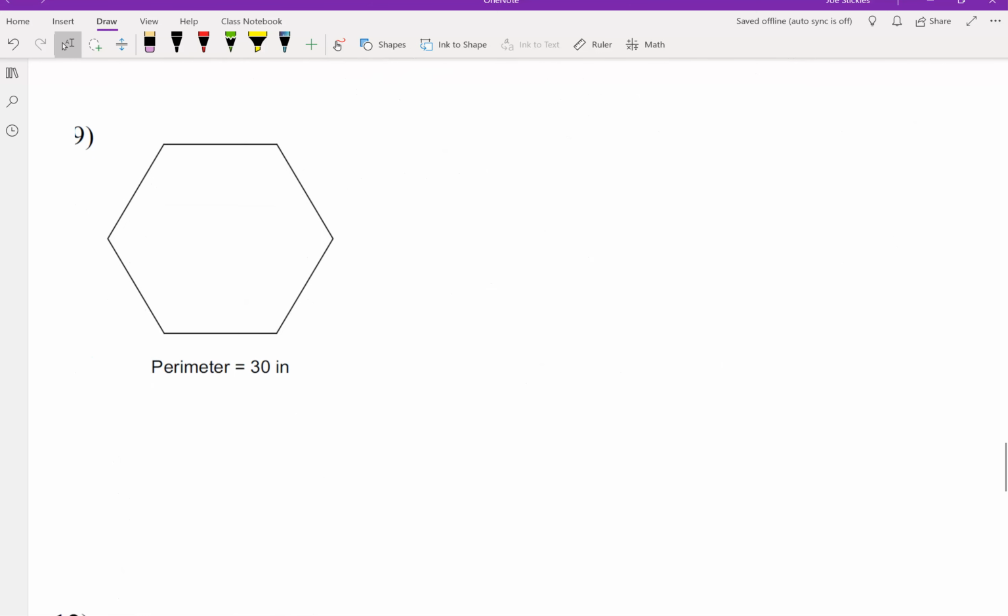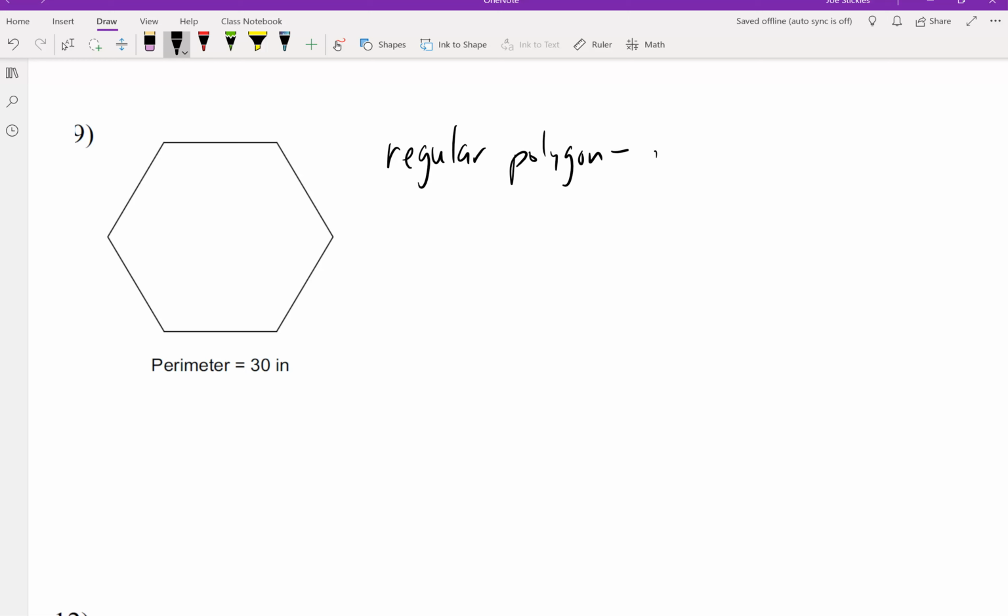All right, so let's do another application where we have the area of a regular polygon. In this case, we have a hexagon. We have 6 sides. So regular again means that all of the sides are congruent and all the angles are congruent.